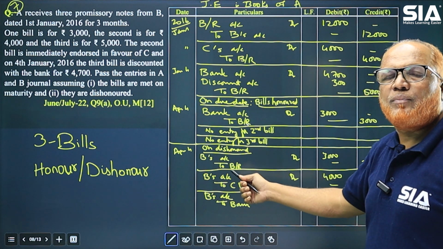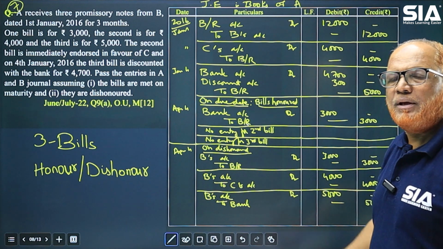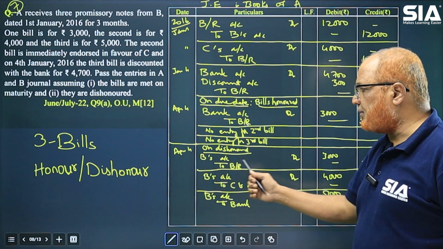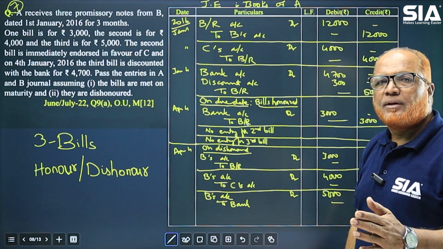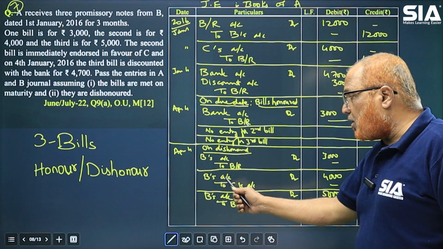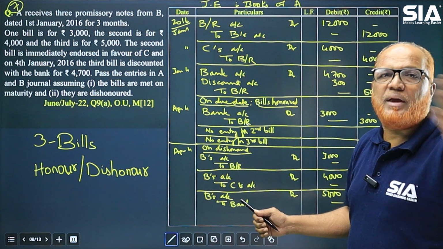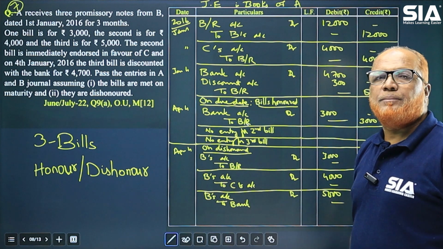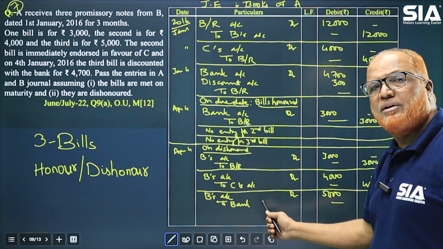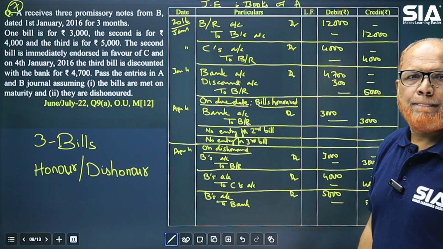Now three entries will come on dishonor of the bill. First bill, dishonored. The entry will be B's account debtor to bills receivable. Bills receivable is going. That's why. Second entry, second bill, the bill was already endorsed to C. Now it is dishonored. Now B's account debtor to C's account. He has to get the money from B and he has to pay the money to C. And third bill, discounted, now dishonored. Again we debit B's account, bank account credit. That's all. So these are the entries in the books of A.